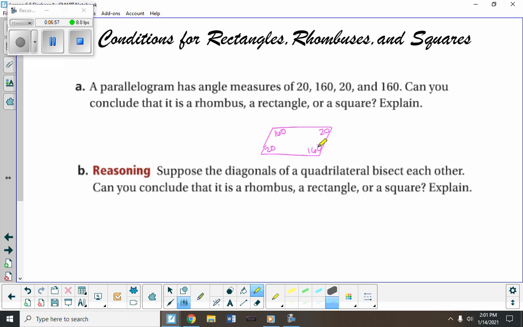So let's see. We know it can't be a rectangle because we don't have 90-degree angles. We don't know anything about the sides, or like I said, if diagonals are perpendicular. So we would say not enough information.